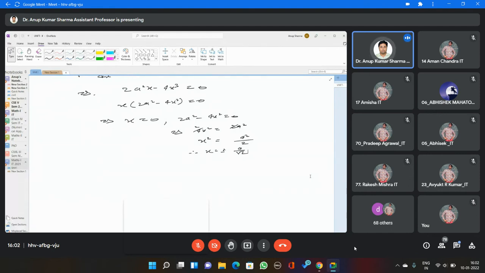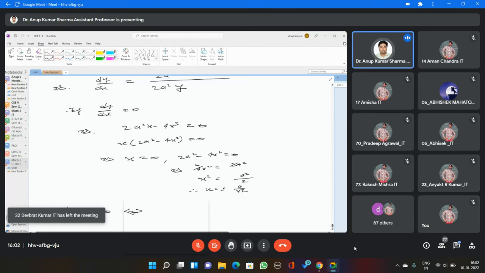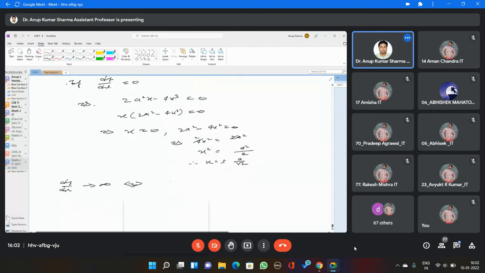So that is the point where the curve is changing its direction. And when dy by dx tends to infinity, this implies 2a square y is equal to 0, meaning y is equal to 0. So y is equal to 0, the x-axis, perpendicular.